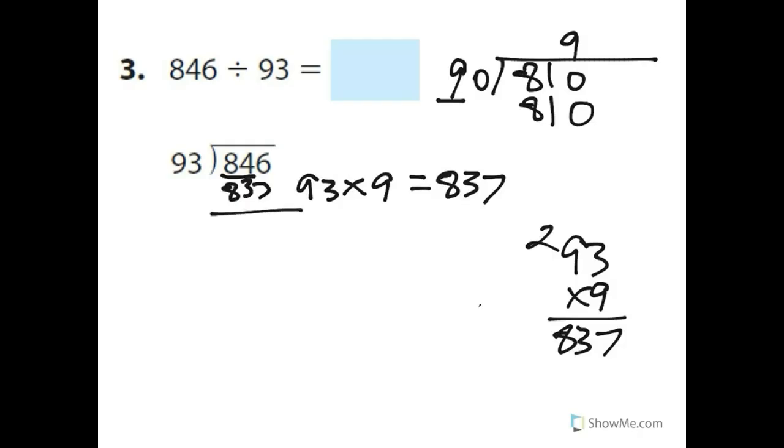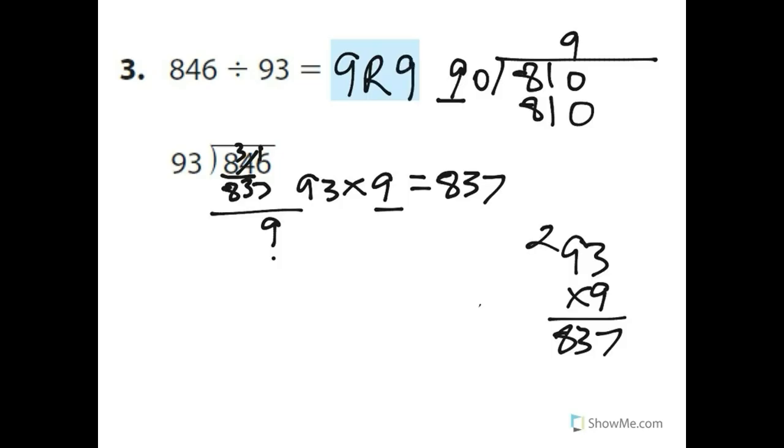So we've got 837. Need to do some borrowing from there. 16 minus 7 is 9. 3 minus 3 is 0. 8 minus 8 is 0. So our remainder here of 9 is smaller than our divisor of 93, so we can stop. So what is our quotient? 9. We can't put any more groups in. So we got 9, remainder 9.